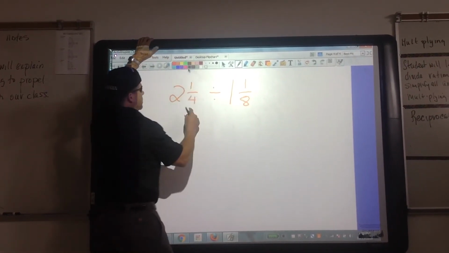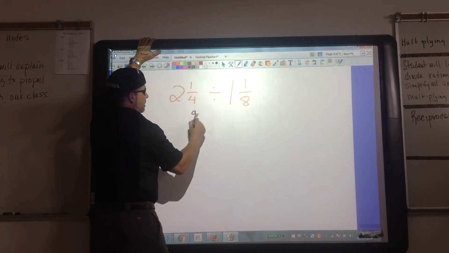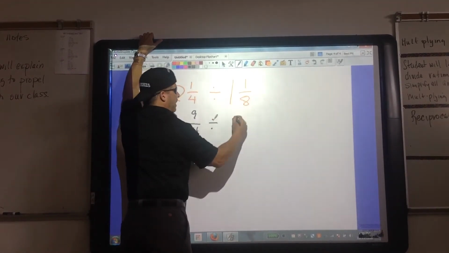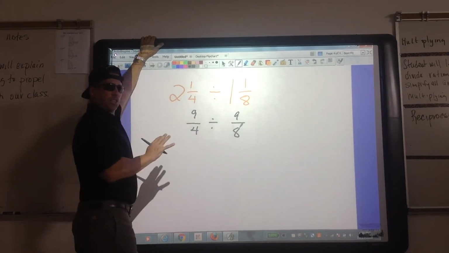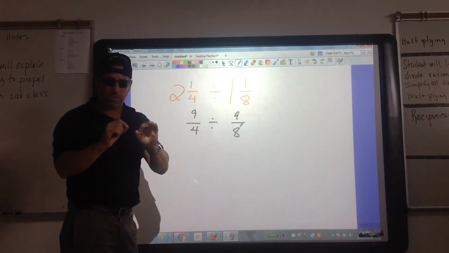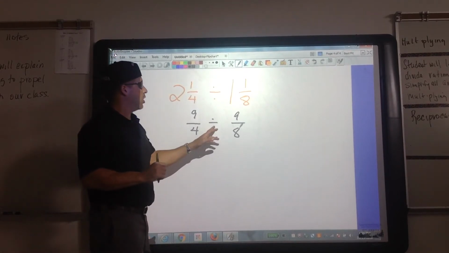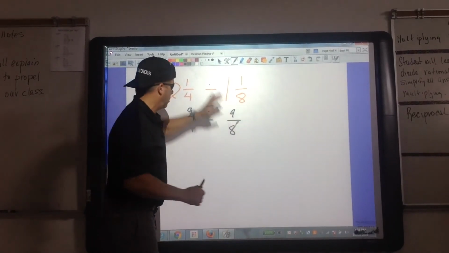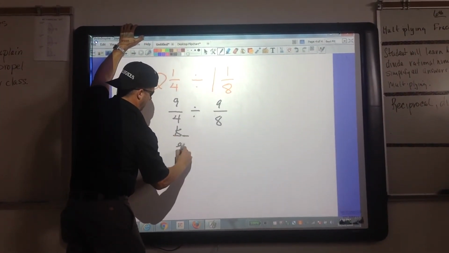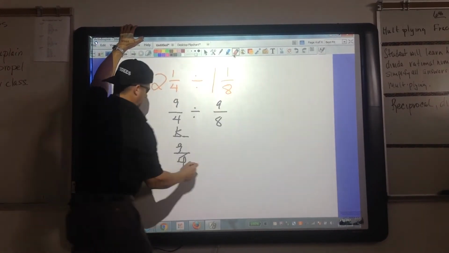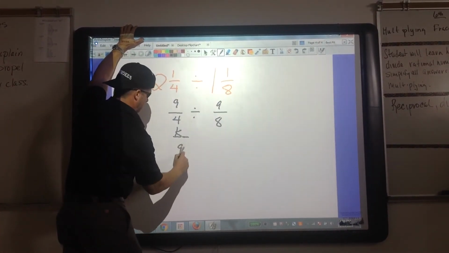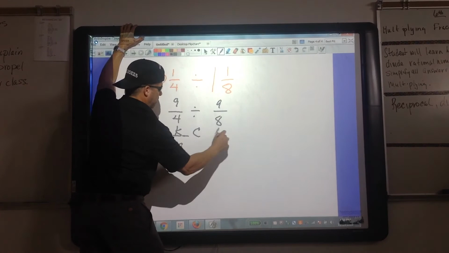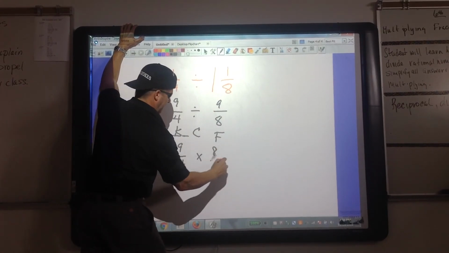So now I'm going to say 4 times 2 is 8 and 1 is 9. 9/4 divided by 8 times 1 is 8 plus 1 is 9. 9/8. At this point, for division only, you keep, change, flip, which means multiply by the reciprocal. That's the technical name. You multiply by the reciprocal. So we're going to keep the first one, 9/4. Let me write that neatly. 9/4. I'm going to change the division to multiplication, and I'm going to flip my 9/8 to 8/9.